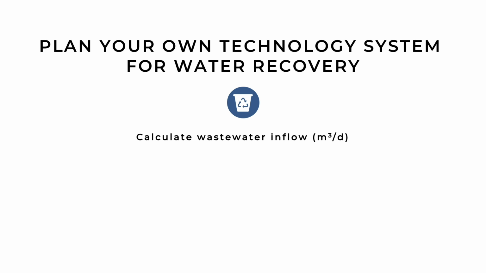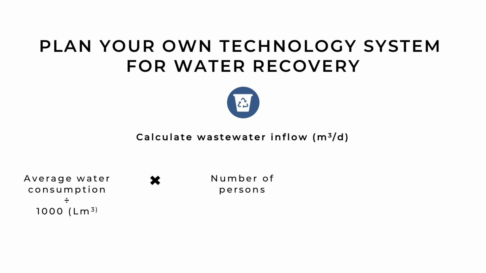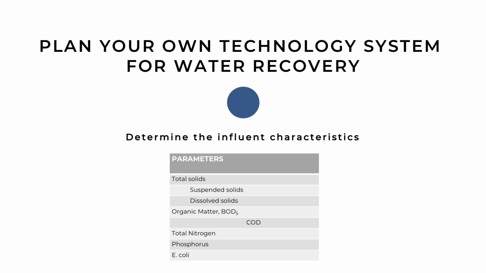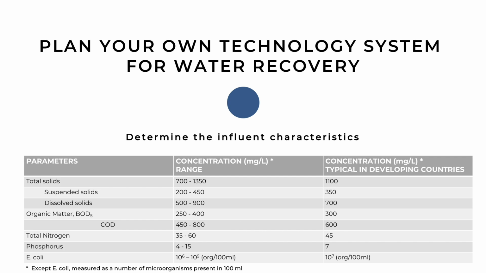This is calculated as the average of domestic use multiplied by the number of persons multiplied by 80%. You could also measure the actual water flow in the field. You should take samples of the wastewater and determine key parameters such as suspended solids, BOD, nitrogen and phosphorus concentrations, and E. coli. As a first exercise, you can take the typical concentration in developing countries as reference presented in this table.